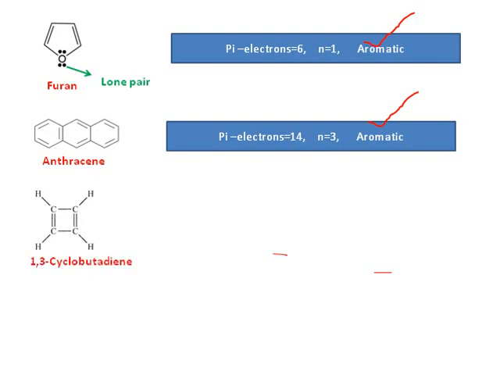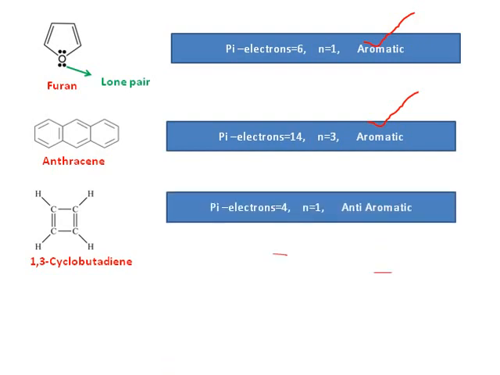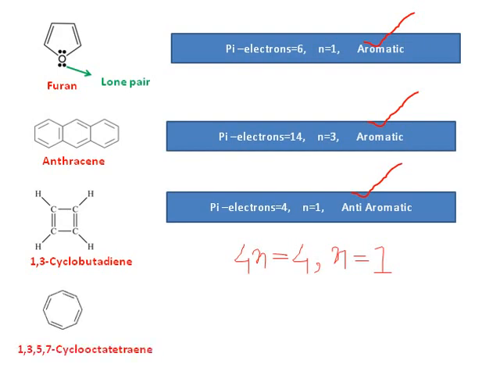Next we have taken 1,3-cyclobutadiene. Here the molecule is cyclic, planar, alternate single bond double bond is present, and the number of pi electrons is 4, that is equal to 4n. So n equal to how much? It is equal to 1. So the molecule is not aromatic, but it is anti-aromatic.